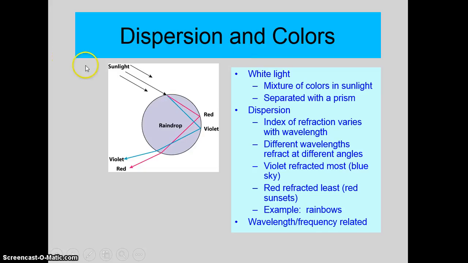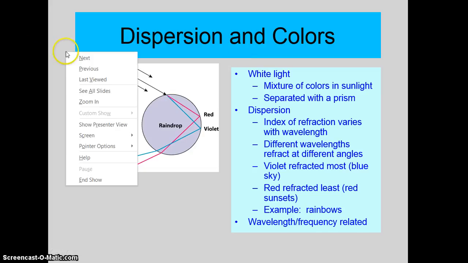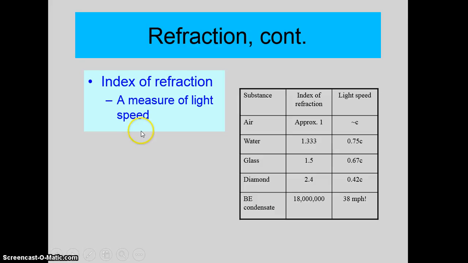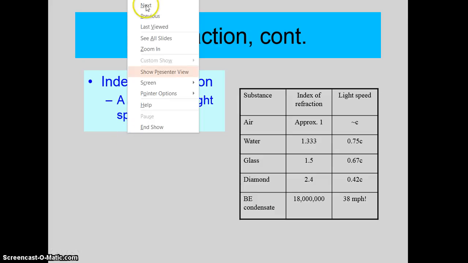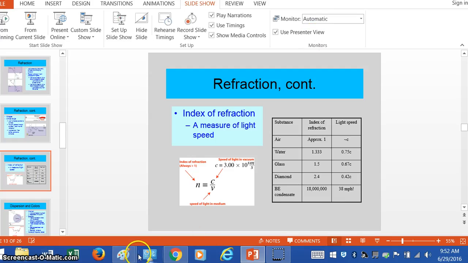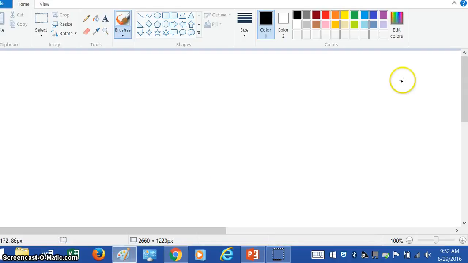Alright, so we had our equation. Where is that? Oh, there it is. All right, so let's do an example with this. It's a very simple equation. C is always 3 times 10 to the 8th meters per second. The velocity is the velocity in the medium, as I was saying. All right, so let's do a quick example of that.